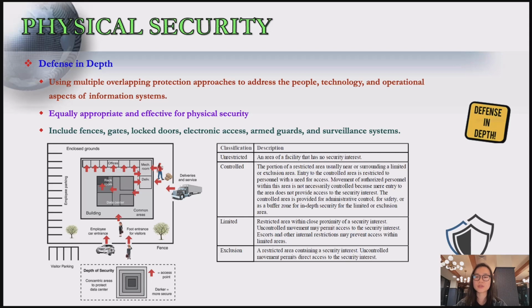One example of this approach is multi-factor authentication. Another example is combined use of firewalls, intrusion detection systems, and access control systems. The defense in-depth approach is equally appropriate and effective for physical security. Examples of protection measures include fences, gates, locked doors, electronic access, armed guards, surveillance systems, and more.